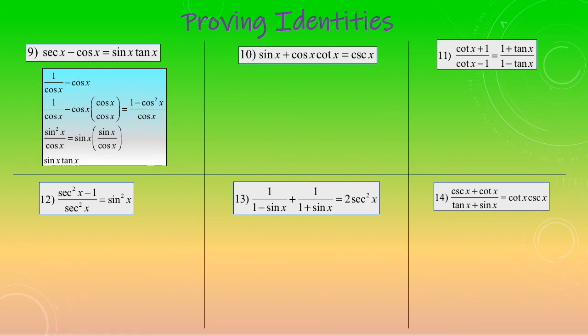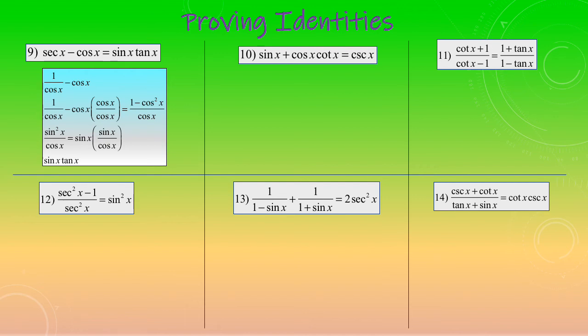Number 9, we have secant of x minus cosine of x equals sine of x tangent of x. The left side is more complicated because of the subtraction. We write secant of x as 1 over cosine of x minus cosine of x. Here is an example of a subtraction where we have two fractions, one with a denominator of cosine of x and the other with a denominator of 1. We need to get a common denominator, so we will multiply the second fraction by cosine of x over cosine of x, and we are left with 1 minus cosine squared of x over cosine of x.